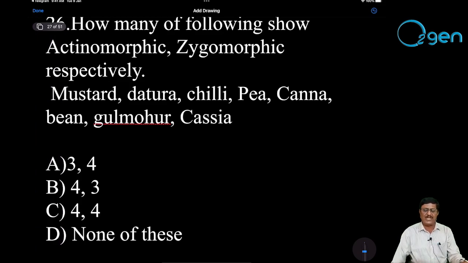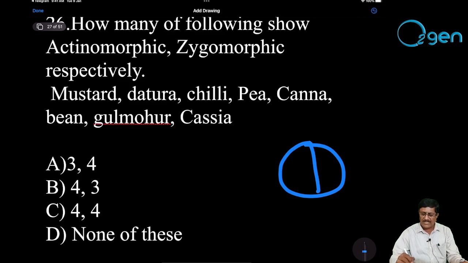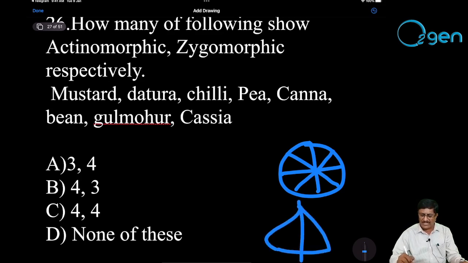Twenty-sixth question. How many of the following show actinomorphic and zygomorphic respectively? Some plants have been given here. So, which are actinomorphic and which are zygomorphic? This is the symmetry of the flower. If the flower can be cut into two equal halves in any plane, like this one, that is called actinomorphic. If it is possible in only one direction, it is called zygomorphic. That is the symmetry.